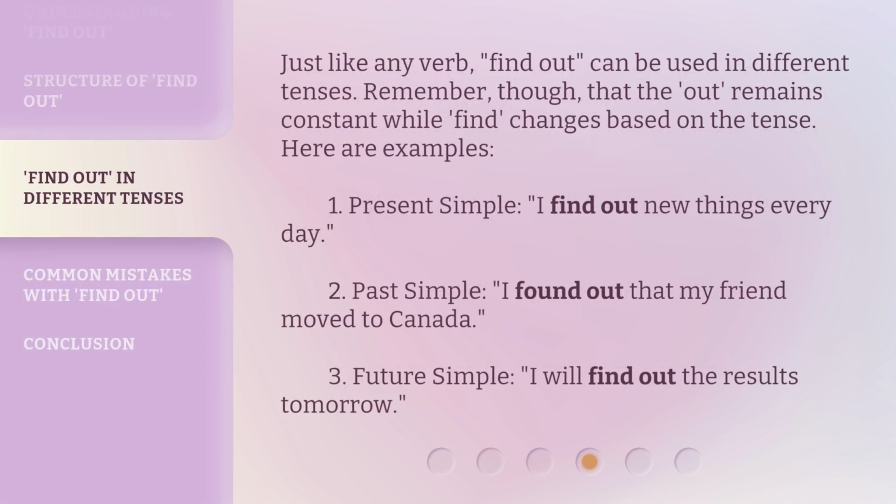Just like any verb, find out can be used in different tenses. Remember, though, that the out remains constant while find changes based on the tense. Here are examples. 1. Present simple, I find out new things every day. 2. Past simple, I found out that my friend moved to Canada. 3. Future simple, I will find out the results tomorrow.